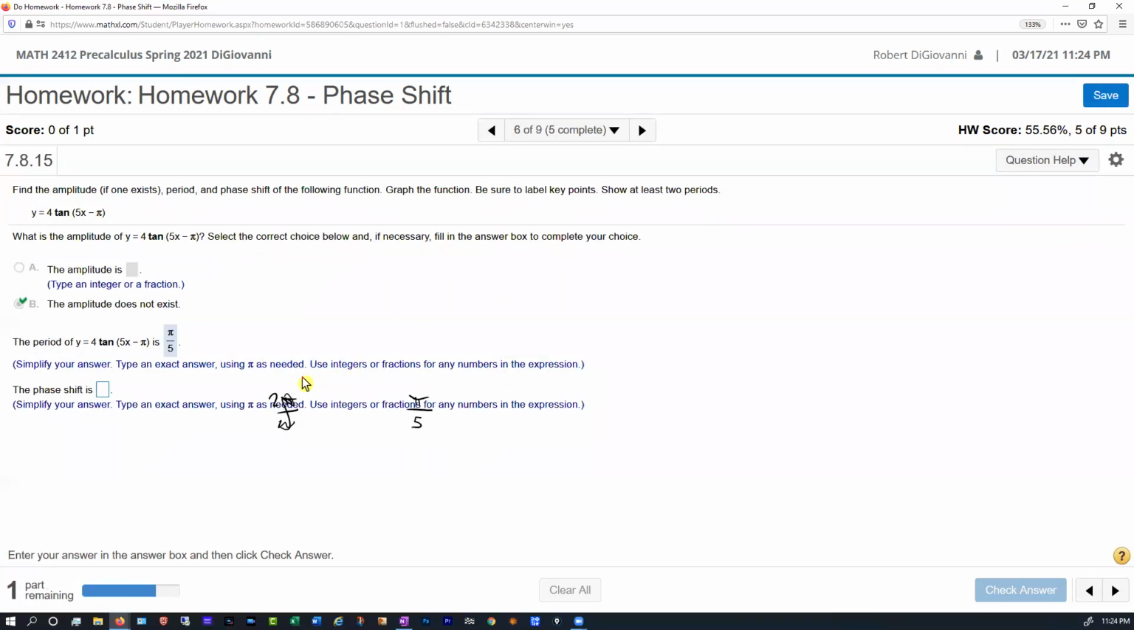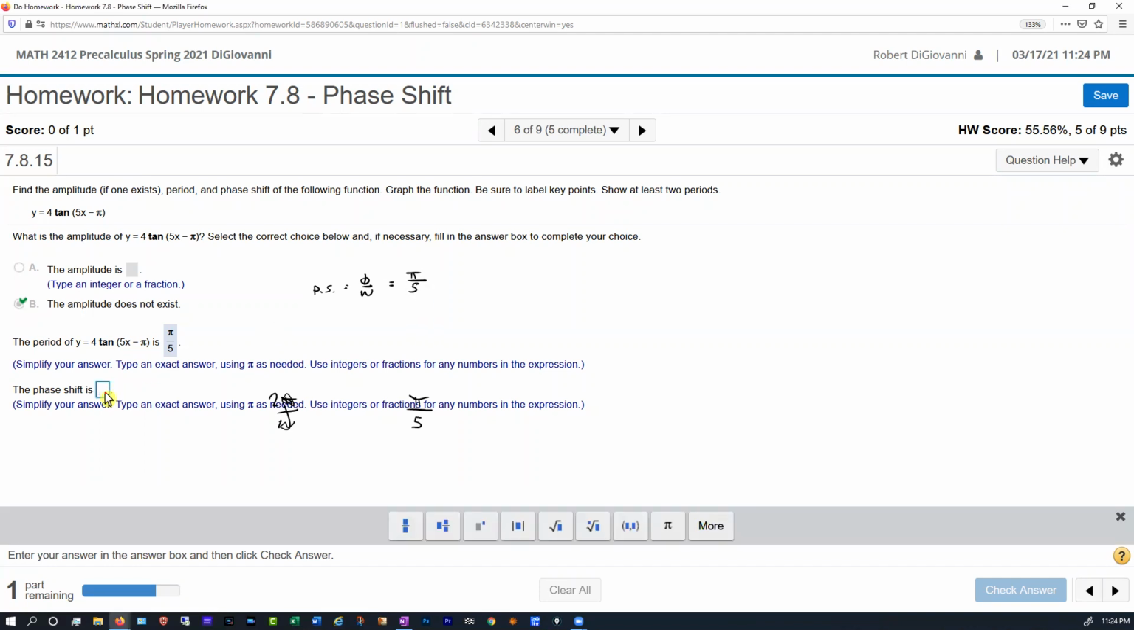All right, and then the phase shift is exactly the same as we did before. The phase shift will be equal to phi over omega. So our phase shift will be phi, which is pi, not negative pi, but pi, over omega, which is 5. So we should get pi over 5 here.